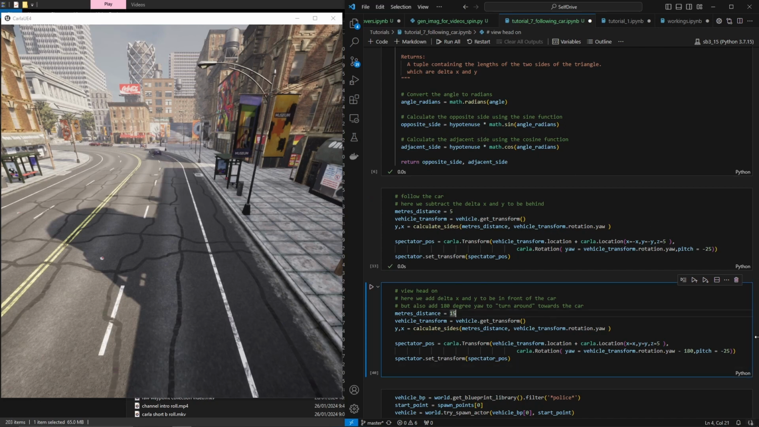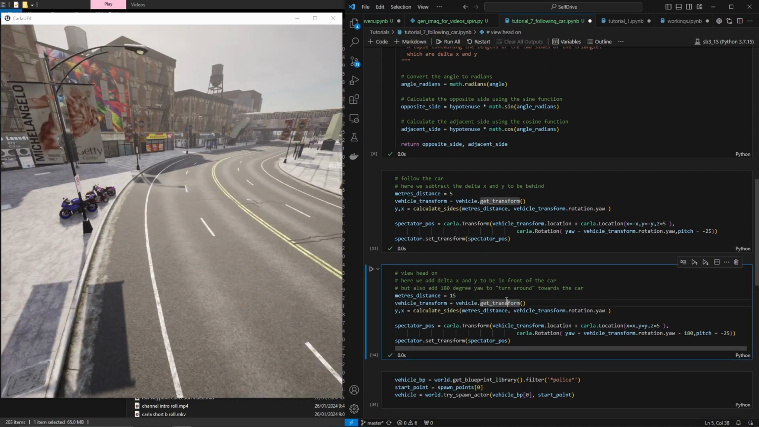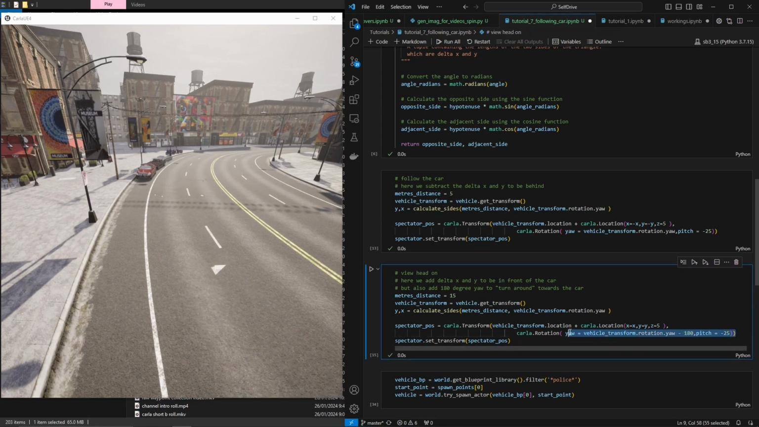And the minor difference in the way you apply this function, whether you want to be behind the car or in front of the car: obviously if you want to be in front, you add delta x and delta y, you don't subtract them. And also you introduce another yaw angle of 180 degrees. Essentially, you just want to turn the camera back to look at the car, all right?